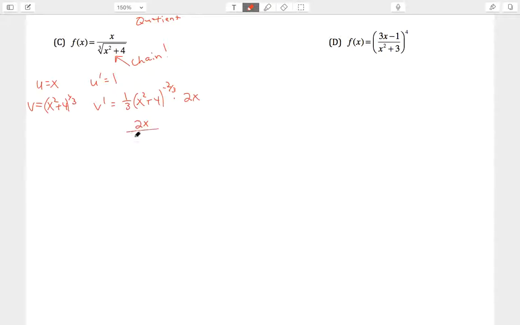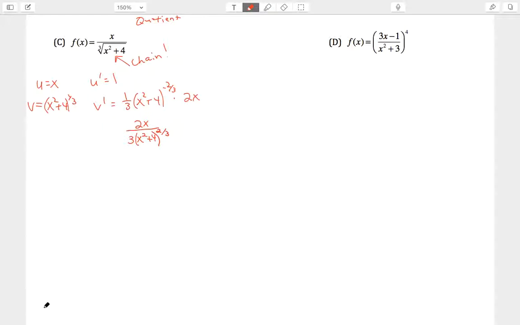Wait, I need to ask a question. Okay, yes, I'm just rewriting this. Okay, so I understand the first part of V prime, and then it's still times 2x. Is this still negative? Because you took the derivative of it, the inside, is that negative in the denominator? That is not negative.